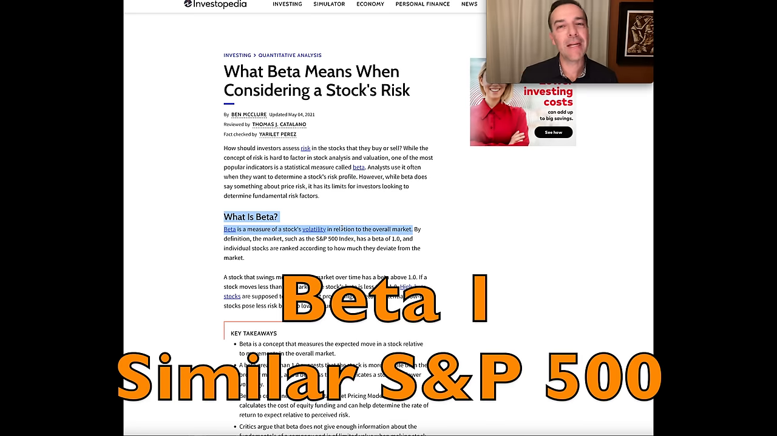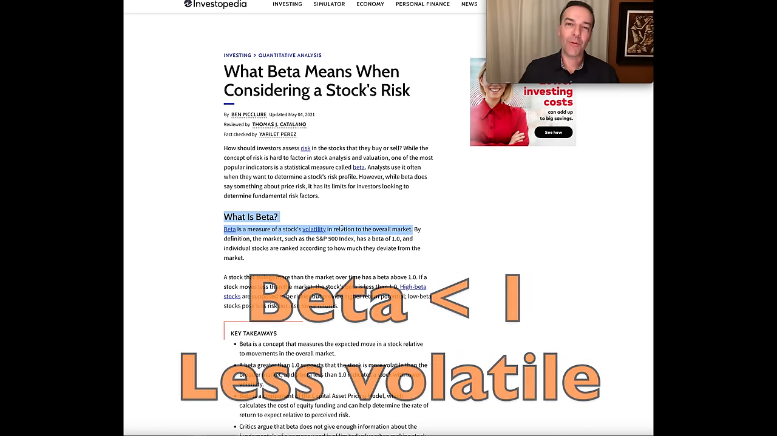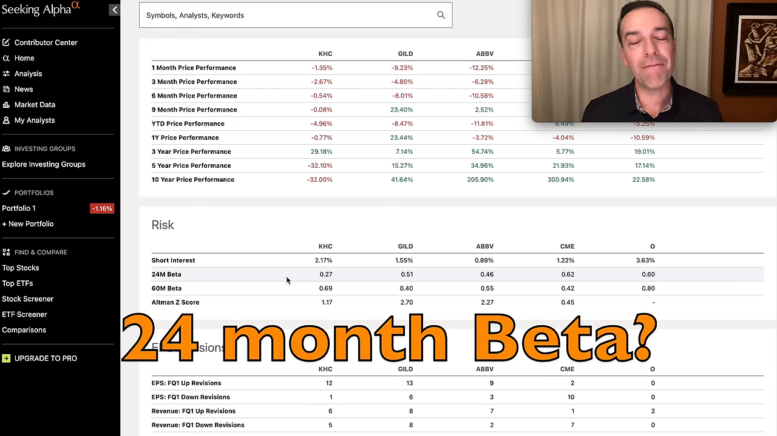A stock that has a beta of one, well, you'd expect that stock to have up and down swings about like the typical overall market. A stock that has a beta over one would tend to be more volatile and have higher highs and lower lows than the overall market. And a stock with a beta less than one would tend to be less volatile than the overall market. So what is the typical beta of our top five stocks?